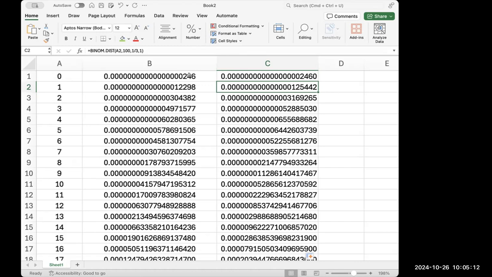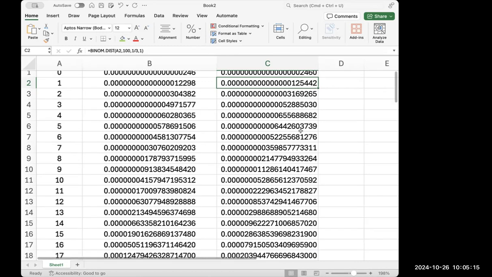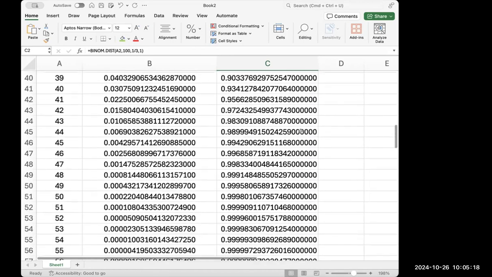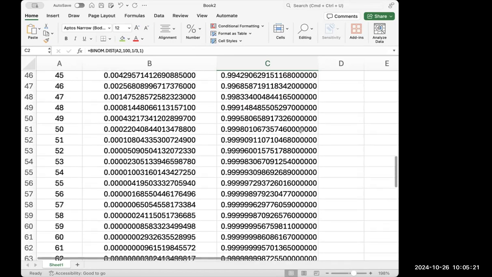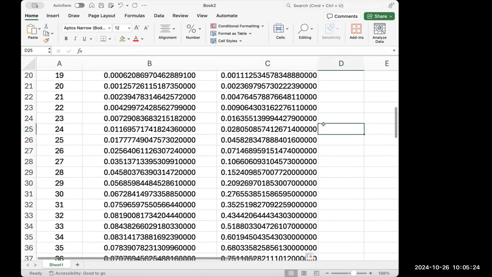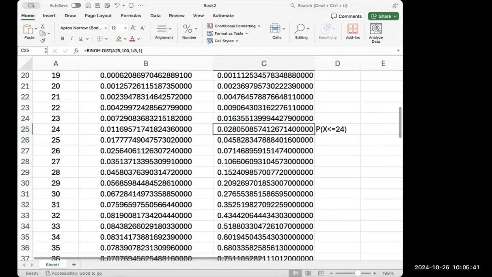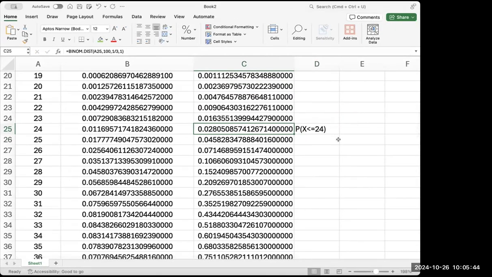So this is cumulative. This is adding these together, adding as you go. And so we have to go up till 24. So up to 24 is here. So this is equal to probability X less than or equal to 24. That's what that is. So if we want to find the probability that it's greater than that, we would take 1 minus this. Oh, let me write it.